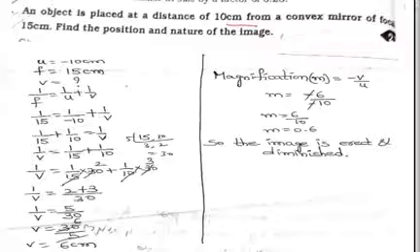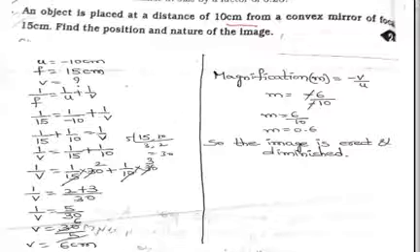So then 1 by v equal to 2 plus 3 by 30, means 1 by v equal to 5 by 30. So then v equal to 30 by 5 also we can write. Then how many times it will go? 5 6 are 30. v equal to 6 centimeter, not 16. So v equal to 6 centimeters. So the image is formed at 6 centimeters from the mirror. So the image distance is 6 centimeter.